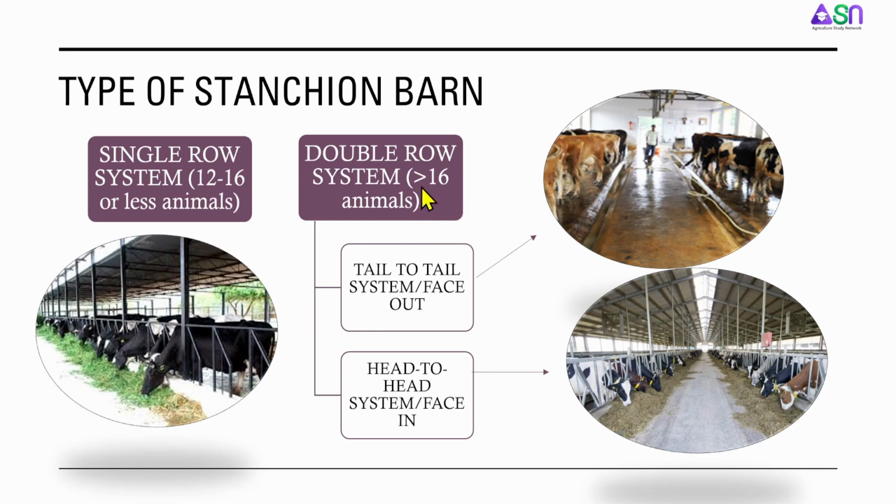We need a double row system, and that double row system is also divided into two major practices. They are the tail-to-tail system and the head-to-head system. From the figure we can see that tail-to-tail housing means the tails of the cows of the two rows face each other. It's called the face-out type because their heads are facing opposite to each other. And in the head-to-head system, the heads of the cows of two rows face each other and there is a feeding area in the middle section. This system is also called the face-in system.